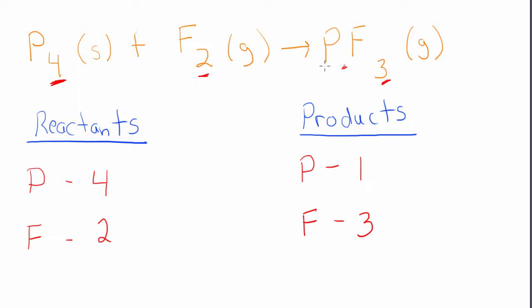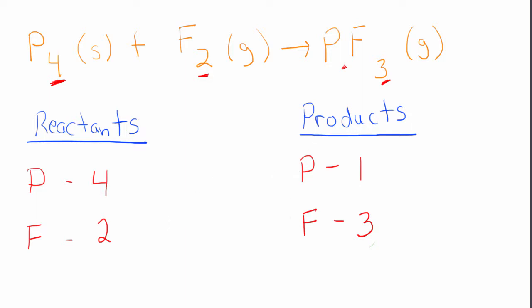So let's see here. The best thing to do is start with the most complicated compound. The most complicated compound in here is the PF3. So I'll try to balance that first. So I've got 3 fluorines. How could I balance the fluorines on both sides? If this fluorine in the reactants was a 6, then I could multiply the fluorine in the product by 2 to get 6, but that's not going to work.